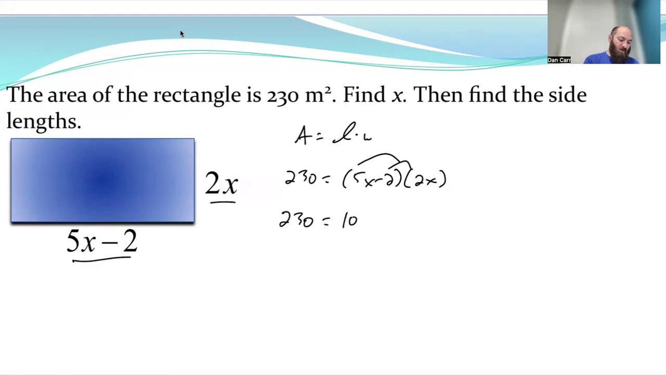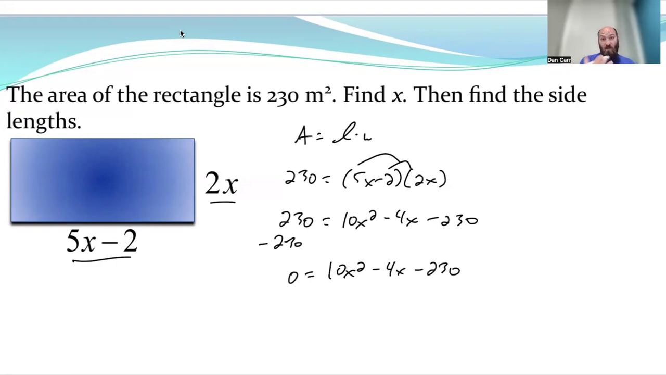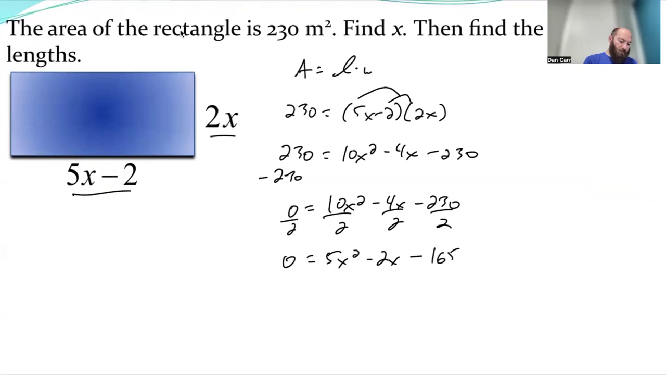So 230 is equal to 10x squared minus 4x. Now I can subtract the 230 over. So 0 is equal to 10x squared minus 4x minus 230. Everything here is divisible by 2. So I'll divide it all by 2, make them smaller numbers. 5x squared minus 2x minus 165. From there, this one I'll do as guess and check as well.